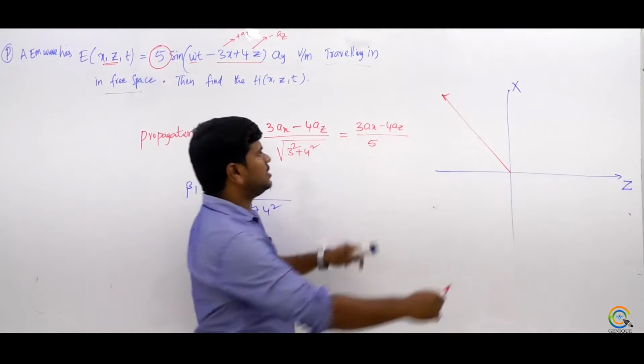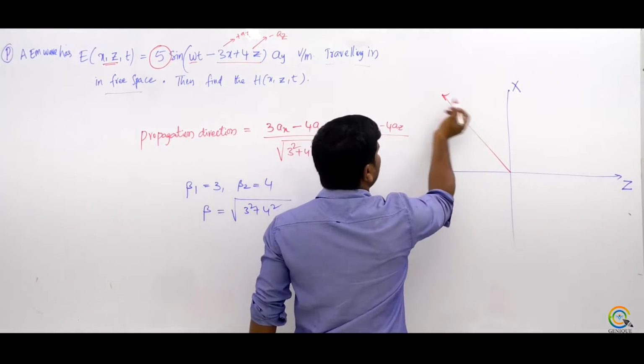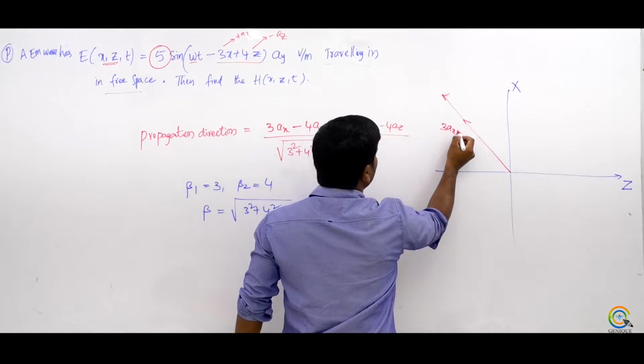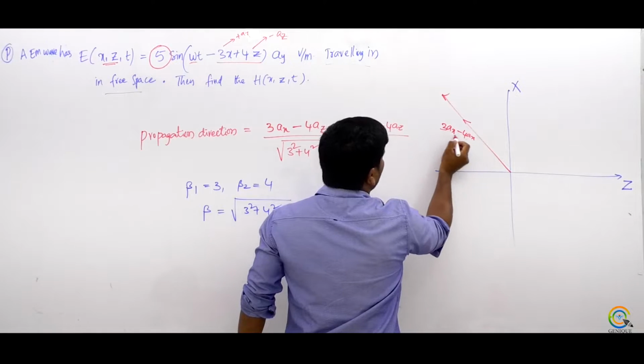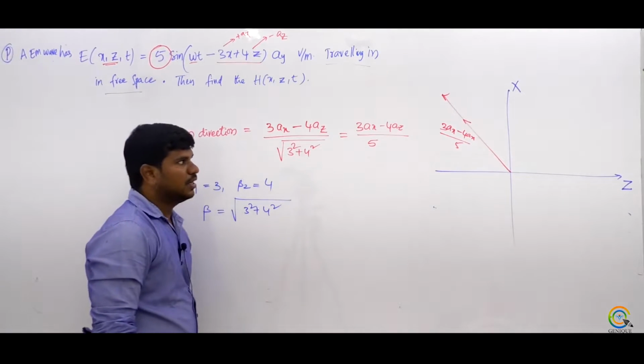Positive X direction means this one and negative Z direction means this one. Okay, so what is the unit vector? The unit vector is 3ax. No need to write this figure. So this is the unit vector, and this is the propagation direction.